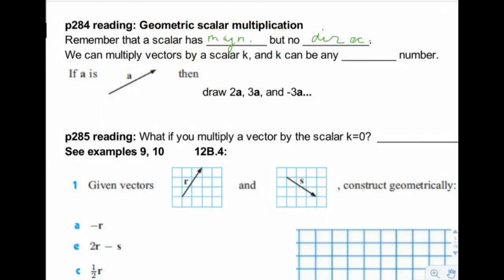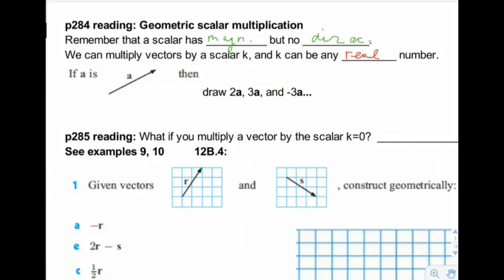We can multiply vectors by a scalar k, and k can be any real number. It can be a decimal, it can be irrational, it could be like pi, for example, as long as it's real.